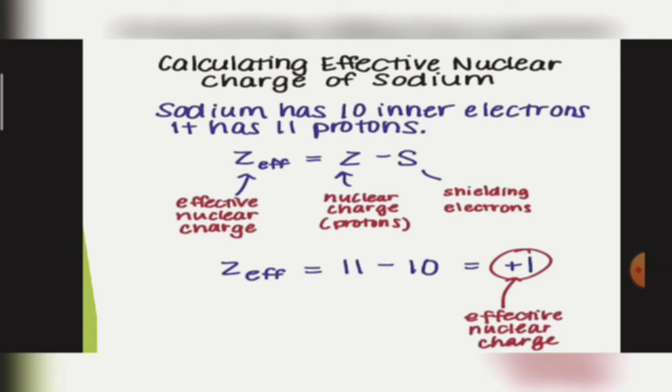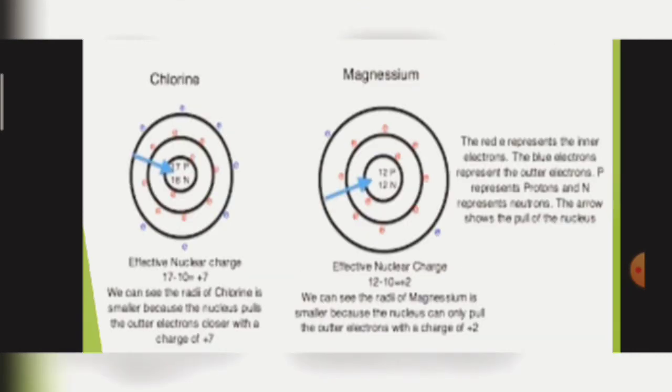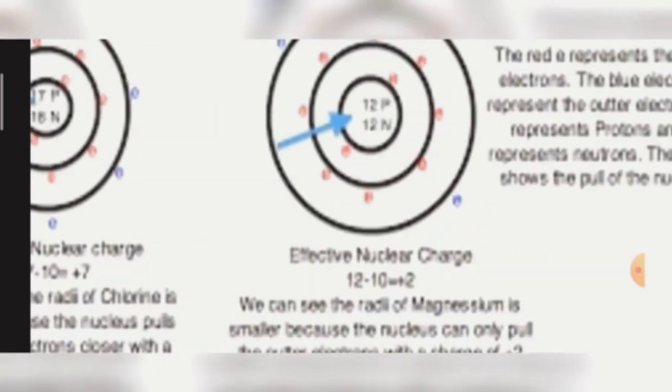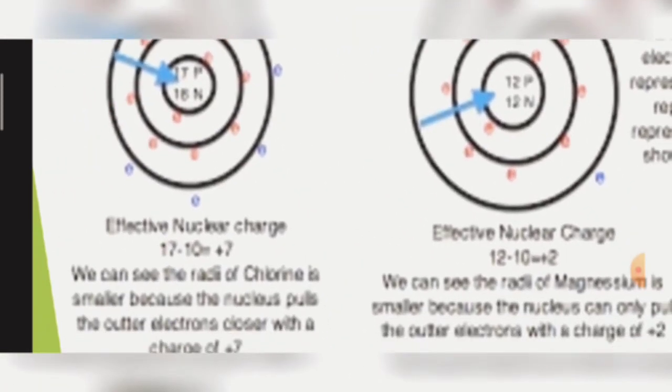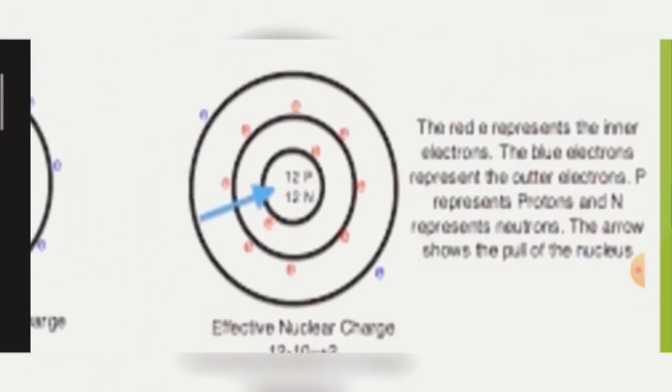Similarly, we can calculate the effective nuclear charge of the other elements. So, the screening effect: you can see here an example of chlorine and magnesium. Chlorine has 17 electrons, 17 protons, and it has 7 electrons in its outer shell. So we will not consider the 7 electrons of the outer shell, and its inner shells contain 10 electrons, which are represented by red circles. 17 minus 10 will be +7.